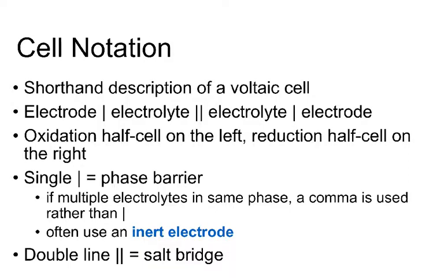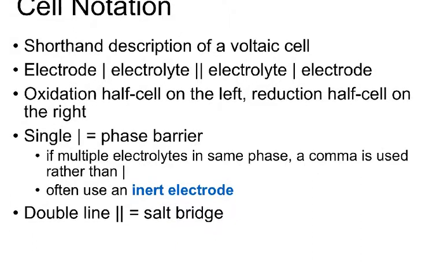When we're looking at voltaic cells, there is a shorthand that we sometimes use. The way it goes is the oxidation happens first. The oxidation is on the left. So you have your electrode, then the electrolyte for the half cell on the left, the oxidation one, then a double line to indicate the salt bridge, then the electrolyte, and then the electrode for the reduction. Now the single line between the electrode and the electrolyte is a phase barrier. So this would be solid to aqueous, AQ, and then aqueous back to solid.